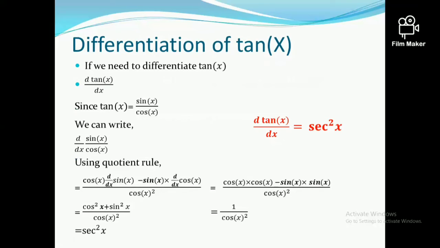Now we are entering a very important topic, that is the differentiation of tan x. If you want to differentiate tan x, we know that tan x is sin x over cos x. Then you can write differentiation of tan x equals differentiation of sin x over cos x. This is a fraction, a quotient. Therefore, you can use the quotient rule.